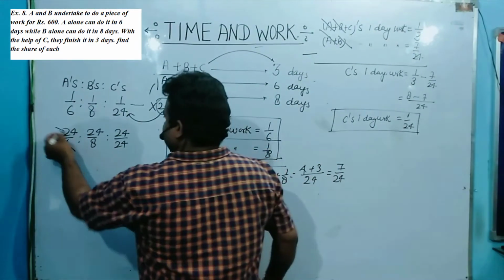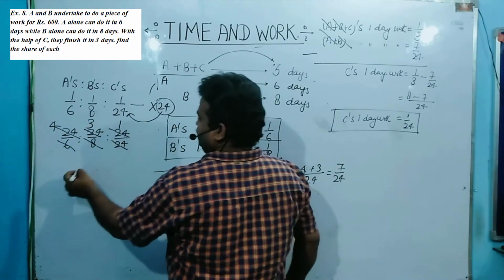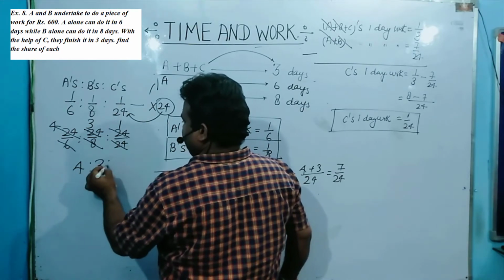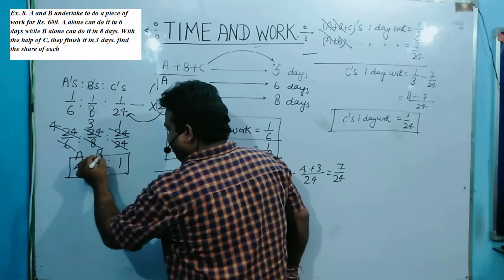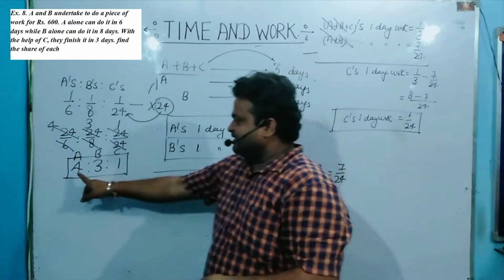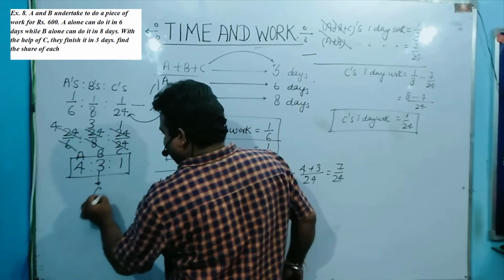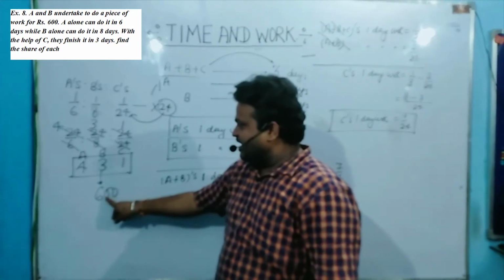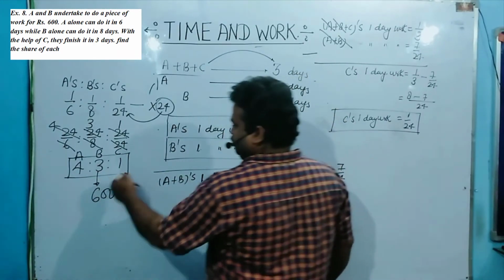So this is 6 fours are 24, 8 threes are 24, 24 ones are 24. So what is the ratio of A, B and C? 4:3:1. Now this is the ratio of A, B and C. So my A, B, C ratio is 4:3:1. Now this value is divided amongst A, B and C in this ratio 4:3:1.